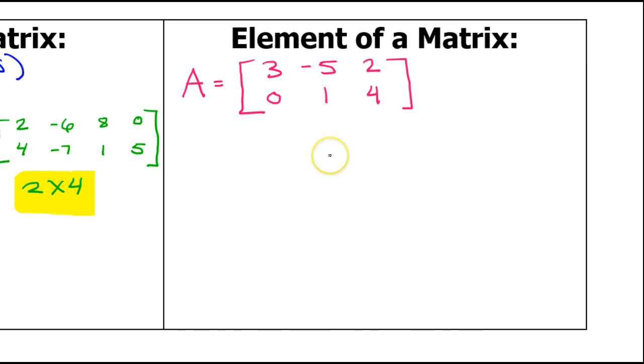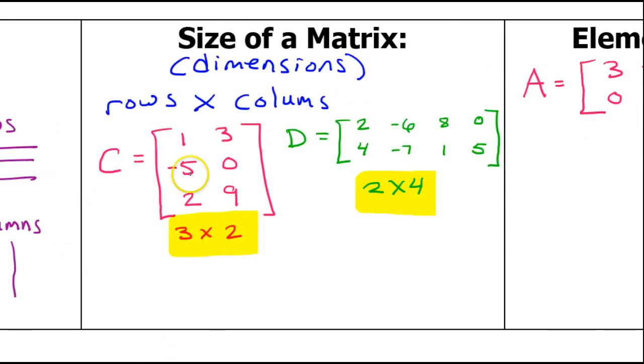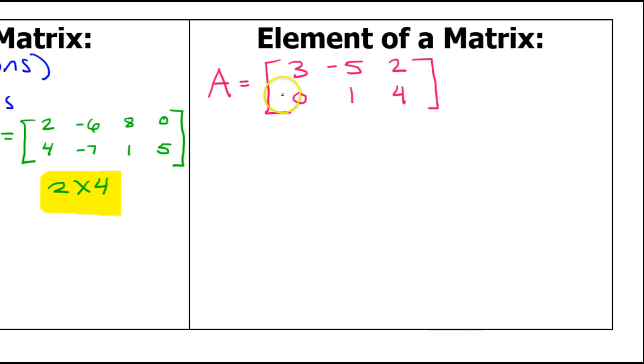Now let's talk about an element of a matrix. This matrix has 6 elements. An element of a matrix is just the individual numbers that make up the matrix. We have a certain way of referring to each element based on what row it's in and what column it's in. So notice that we always use capital letters to represent matrices. So far I've referred to matrix A, B, C, and D. Notice I'm using capital letters. As I refer to a specific element, I'm going to use a lowercase letter. And since this is matrix A, once I start talking about the elements of A, I'm going to use a lowercase a.